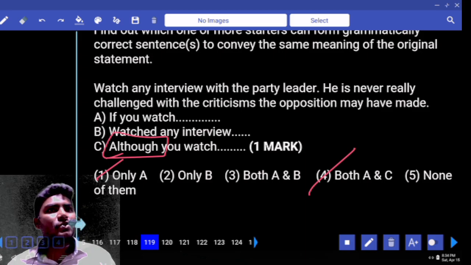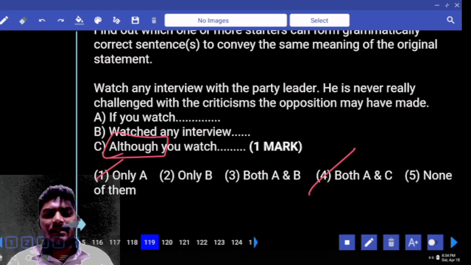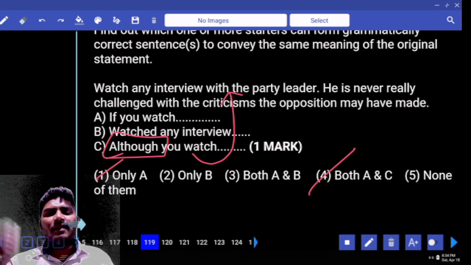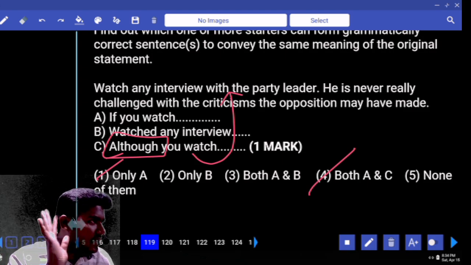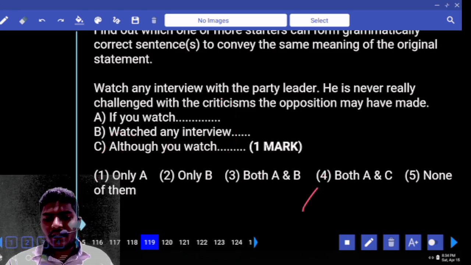Although combines what type of statements? Contrast statements. Although you watch any interview with the party leader, he is never changed. Is it suitable or not? Yes. So answer comes with the 4th one.